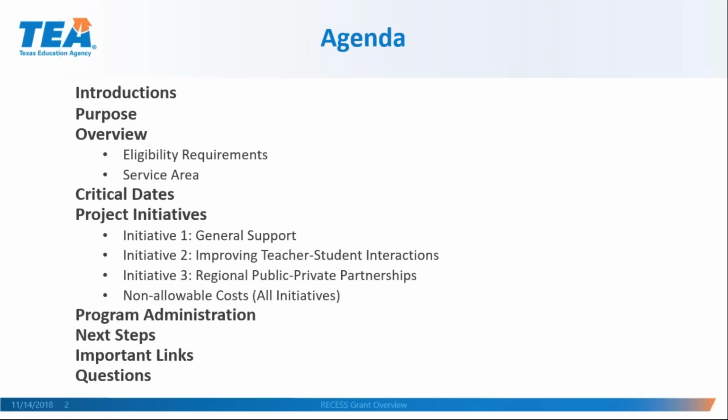We will quickly cover the agenda before we jump into today. First, we will do introductions. We will cover the purpose of the Recess Grant. We will do an overview of the grant. We will cover critical dates, each of the project initiatives. We will go over program administration. Then we will cover the next steps that you will need to take if you would like to apply. We will provide important links, and then we will talk about how you can submit questions.